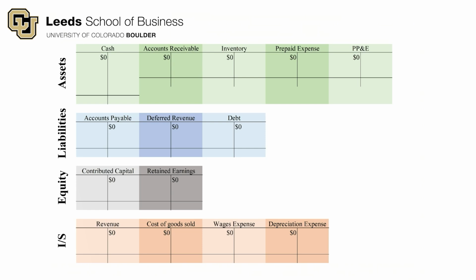For income statement, it's a mixed bag. We increase revenue with a credit, so that's the normal side, which is the right side. So that zero is on the right side of the revenue account. And it's on the left side of the expense accounts, since we increase expenses with a debit.